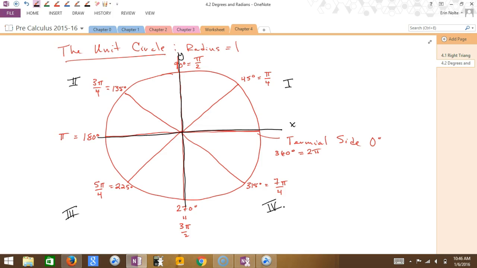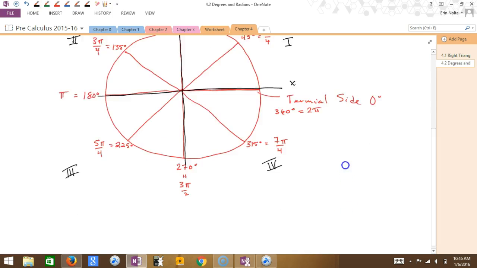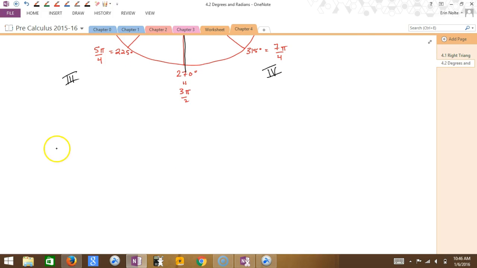Everybody done drawing that beautiful unit circle? Good? Okay. So if they ask us to draw 5 pi over 8, we need to be able to draw that fairly accurately. Not perfectly accurately, but fairly accurately. I want you to start with drawing a circle on a coordinate plane. Here's my coordinate plane, and here's my circle.